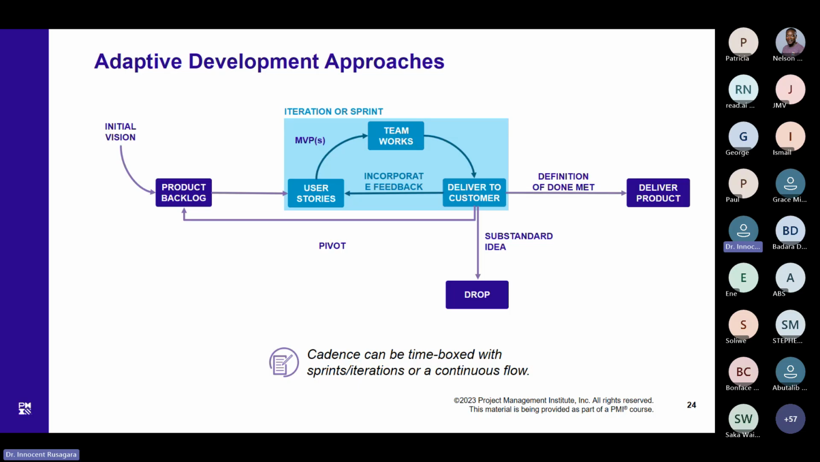You check with the user, with the customer, they give feedback, which then you use to update your user stories, and then you do another sprint or another cycle until the customer accepts, and then you get your first feature.